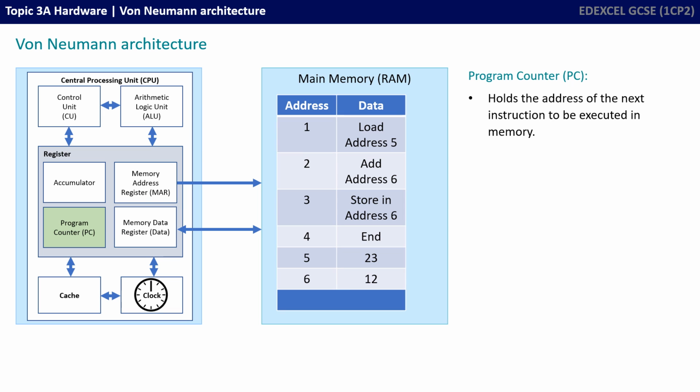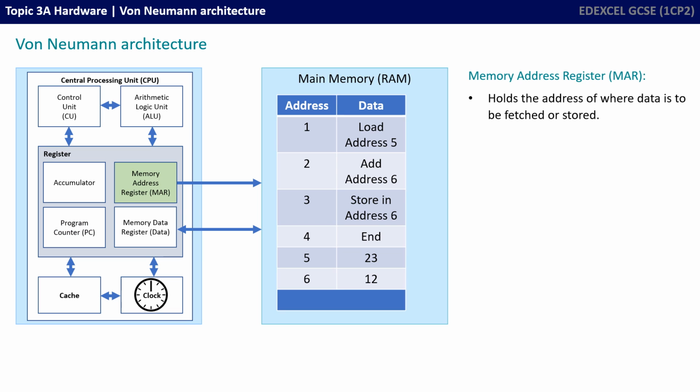The program counter always holds the memory address of the next instruction to be executed. Once we fetch this address from the program counter, we increment its contents by 1, so it points to the next instruction to be executed.